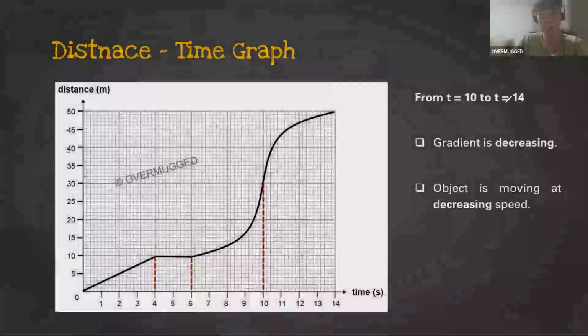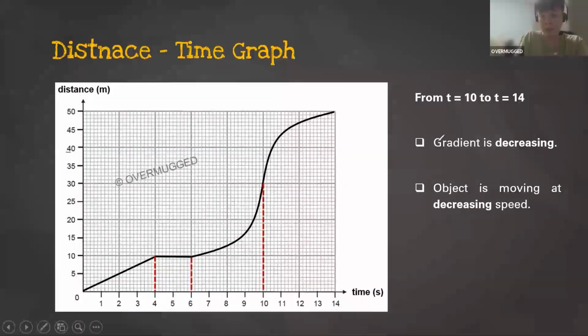From T10 to T14, the gradient is decreasing. Hopefully you can see that the slope is getting more gentle, and then eventually it flattens out. Hence my object is moving at decreasing speed. Hopefully you can see how the keywords match. And what's my gradient? My gradient is speed. Now let's look at the harder one, the speed time graph.